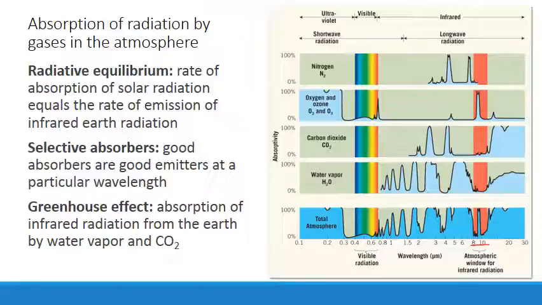At the bottom of the figure, you can see that for the atmosphere as a whole, none of the gases are effective absorbers of visible radiation, that is radiation with wavelengths between 0.3 and 0.7 micrometers, right in that range.